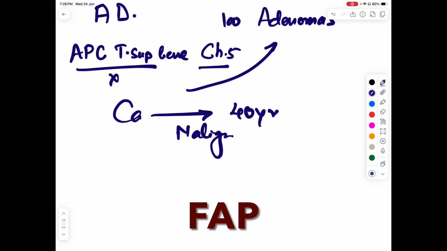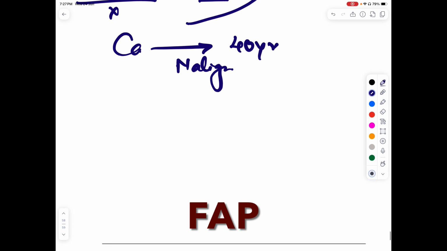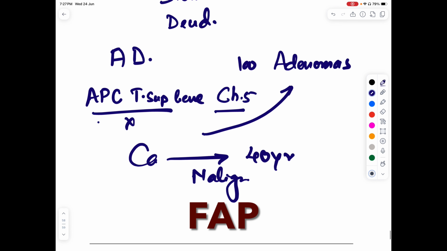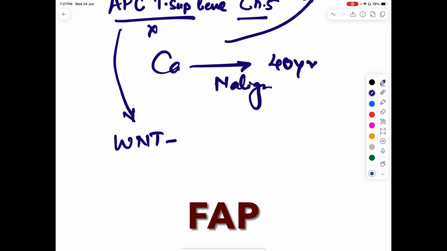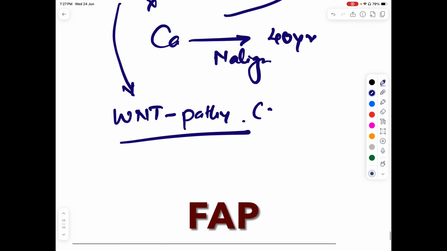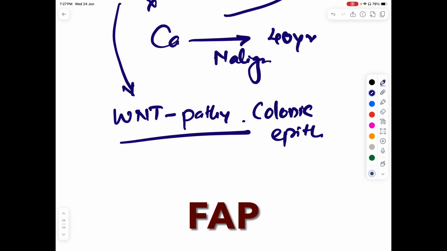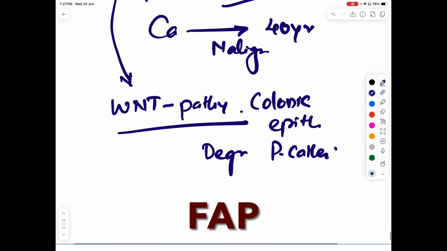So what is the function of the APC tumor suppressor gene? What does it cause? Generally it encodes a negative regulator of the WNT pathway. So this pathway is negatively controlled by the tumor suppressor gene, and it is present in the colonic epithelium. It degrades beta-catenin. So it is suppressing the formation of multiple polyps.